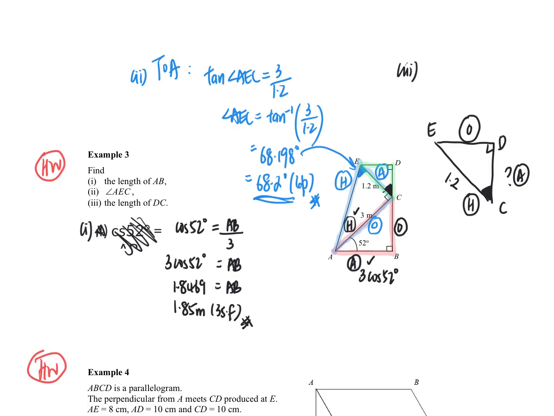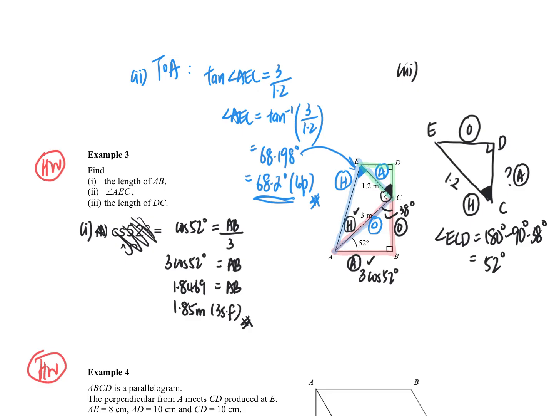180 minus the 90 minus this one, right? This one I can find. This one is like 38 degrees, which is 180 minus 90 minus 52. So that is 38. So I need to first find ECD, which is 180 take away the 90 degrees, take away the 38. So that's also 52, right?